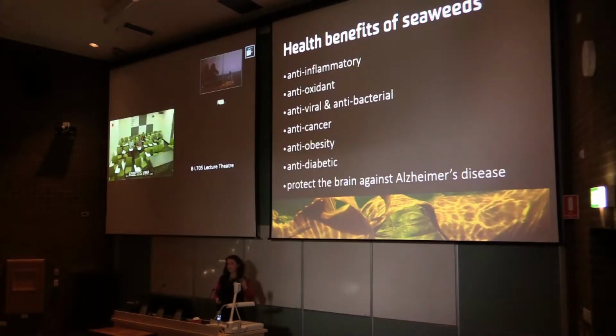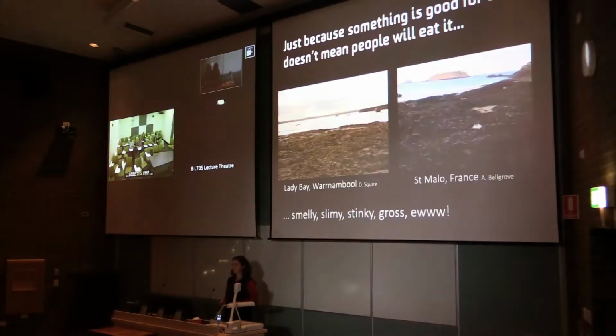There's a great big list of anti-things that are good for us that seaweeds provide. They've been shown to reduce inflammation, provide antioxidant capabilities, antiviral, antibacterial, anti-cancer. Regular consumption of seaweeds has been shown to reduce obesity and diabetes and heart disease associated with those problems, and also protect the brain against Alzheimer's disease. So there's a whole range of potential health benefits that can come from regular consumption of seaweeds.